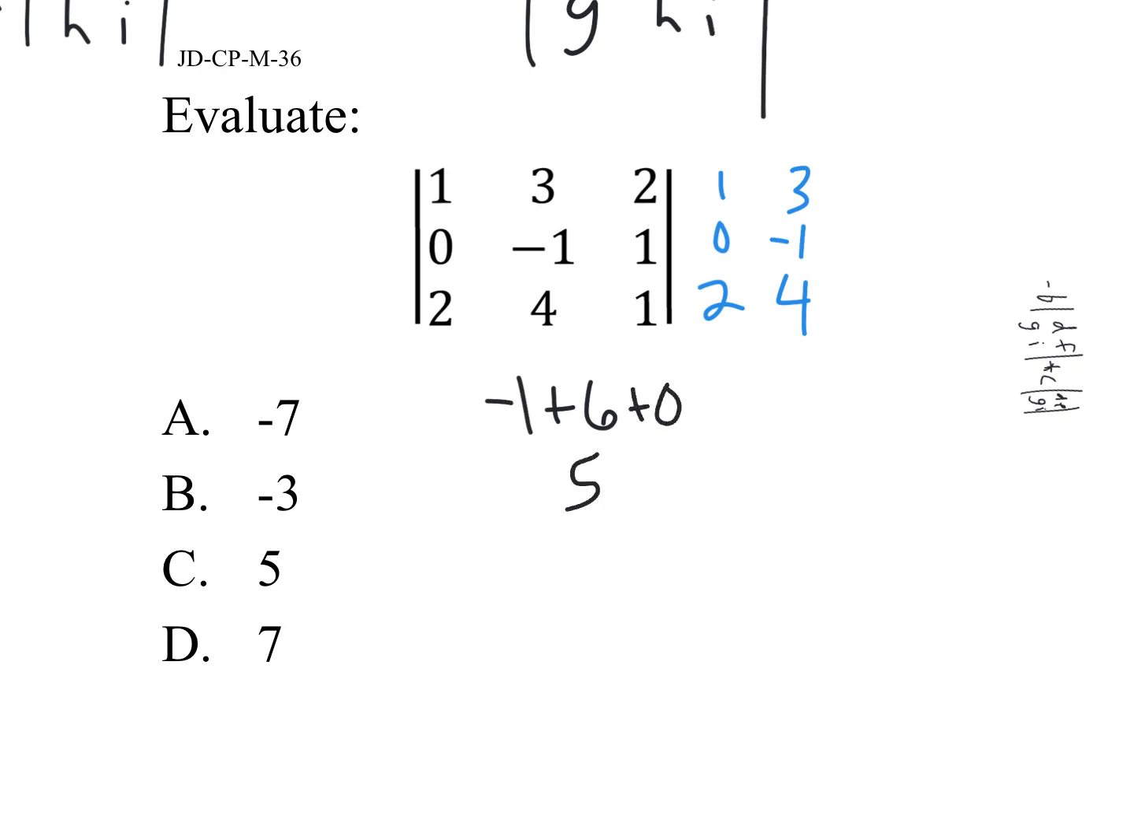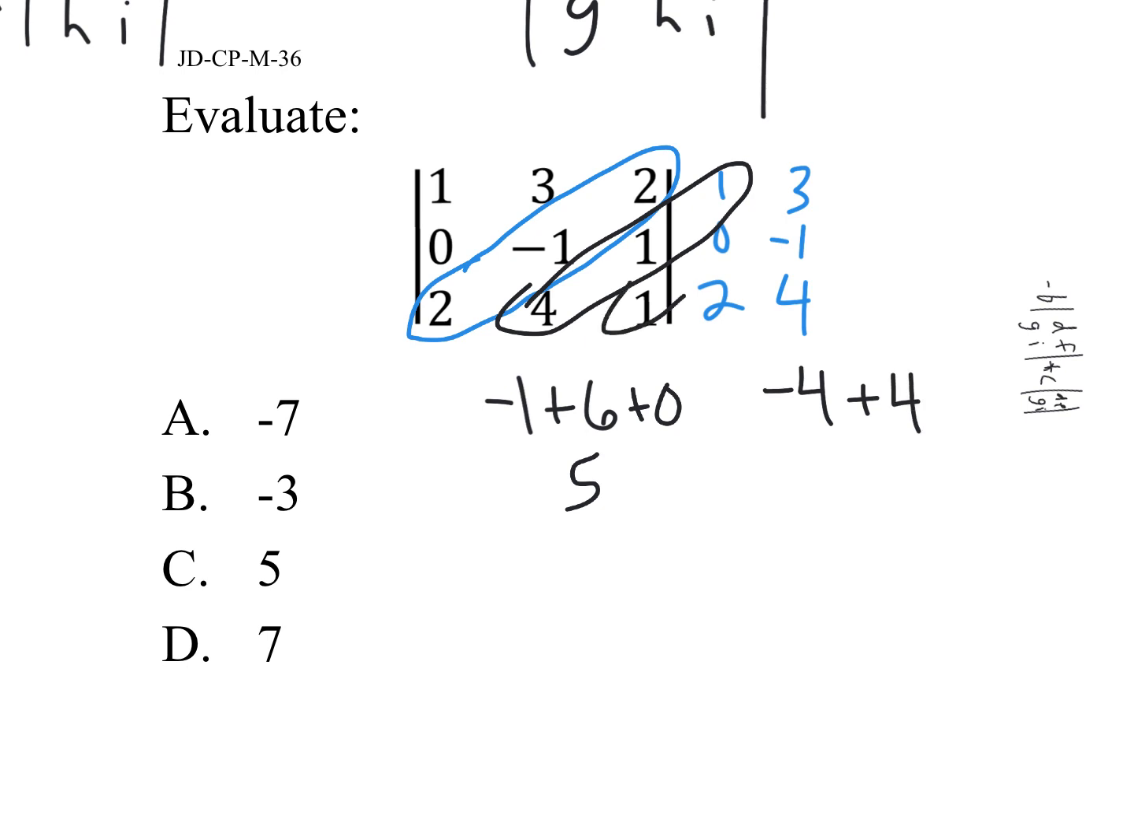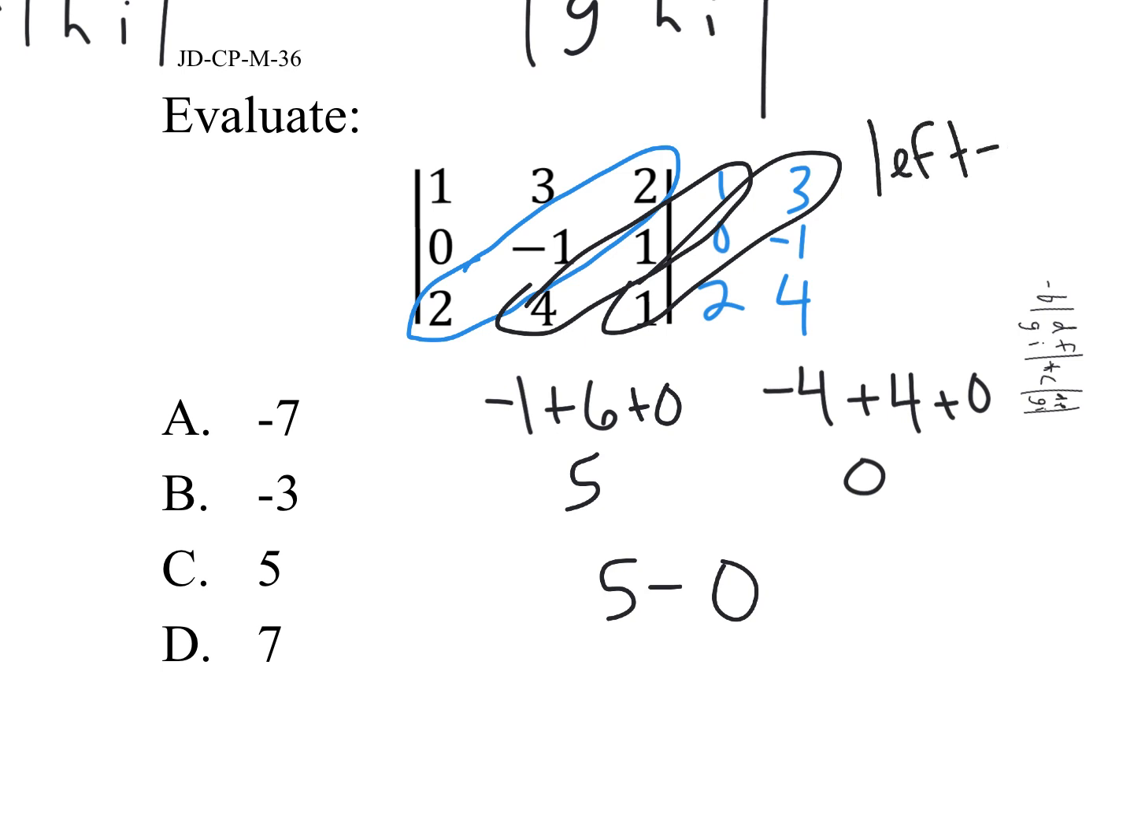And then if you go the other direction, look for diagonals that have 3 numbers. Multiplying these together would be negative 4. Multiply these together would be 4. Multiply these together would be 0. So that's going to be 0. And then you subtract those, take the first ones you got minus the second ones. Left diagonals minus the right. That'd be 5 minus 0, which is 5, which is choice C.